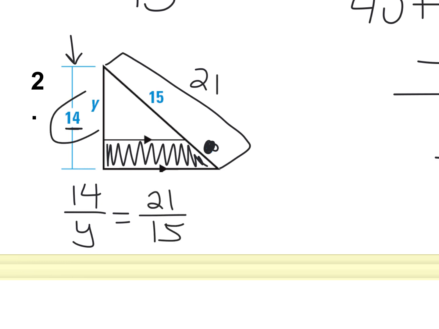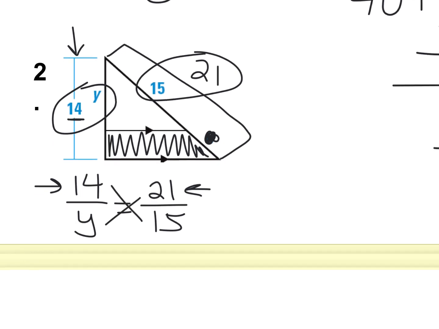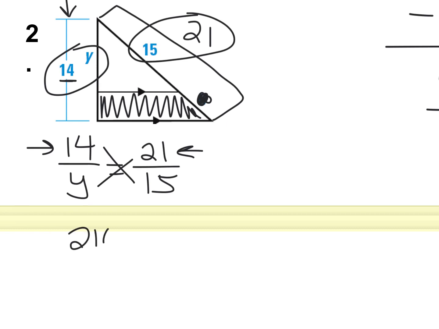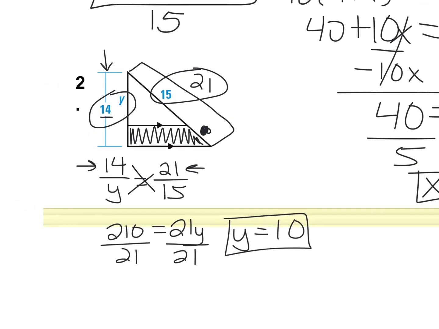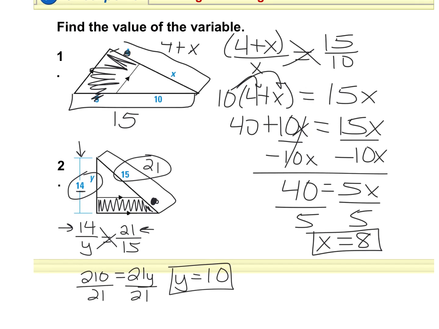Remember, the numbers on the same side go together. If you start with the whole side, you have to start with the long side on the other side. Now cross multiply. What's 14 times 15? 210 equals 21y. Then we divide by 21. We get y equals 10. Any questions over overlapping triangles? The biggest thing again is setting them up correctly.